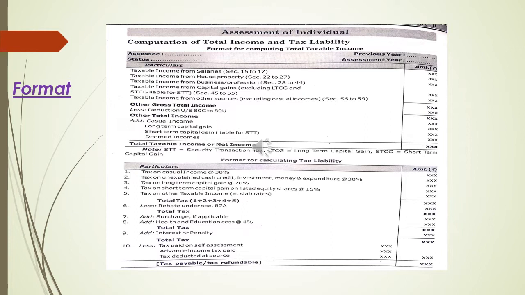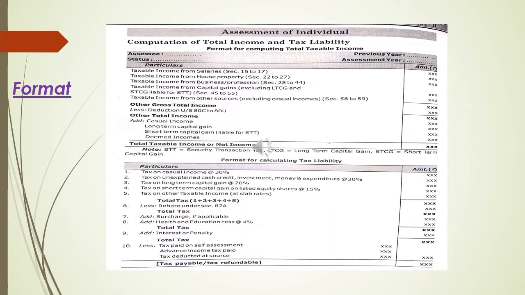But we have to remember why these 3 items are excluded in gross total income. The reason is all these 3 items attract a flat rate of tax. There are 2 types of taxes: one is flat rate and another is slab rate. Flat rate means whatever income you get under the flat rate system, it will be charged at a flat rate of 10%, 20% or 30%, whatever is fixed.